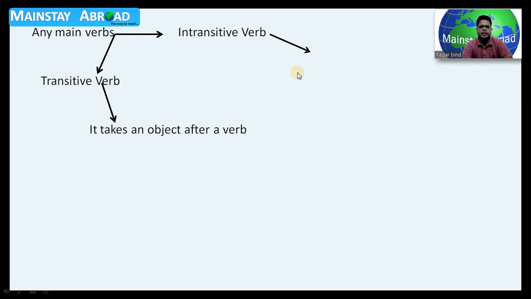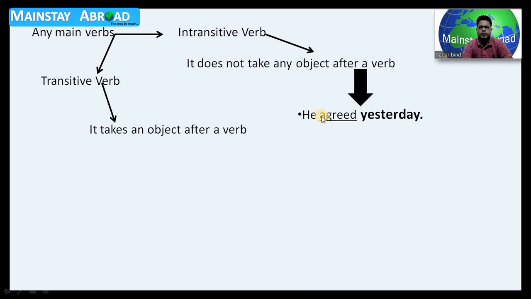Intransitive verb means it doesn't take any object after a verb, no object at all. That's called intransitive. Very simplest way to understand, no more confusion over here. Did you understand it? Great. So now understand one more part of it with examples.